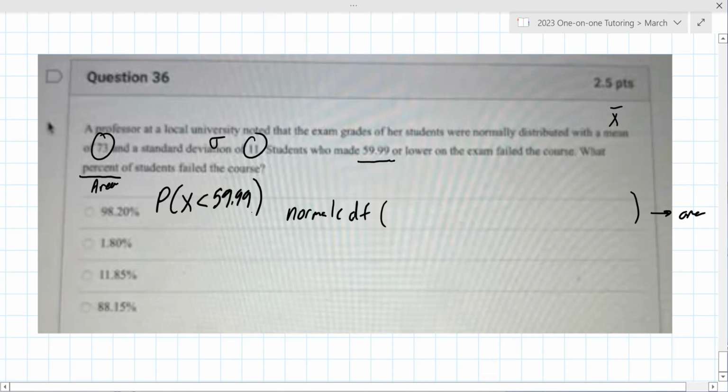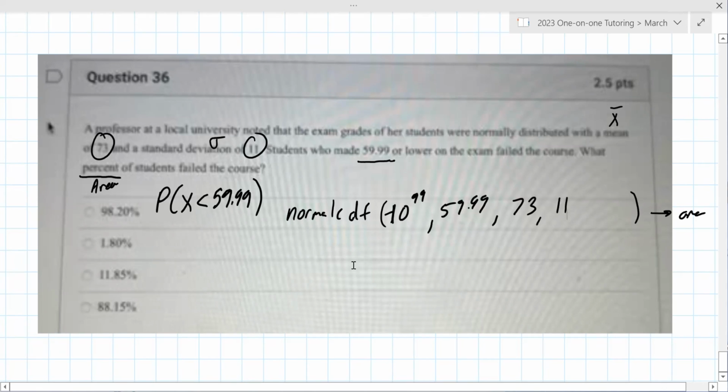So when it ever asks for a percent, it is like asking for an area. Okay. So you use normal CDF for area. Normal CDF always returns area. So the lower this time is not given. We're trying to find the probability that X is less than 59.99. So whenever you see a less than, that means that the lower is not given. Minus 10 to the 99, 59.99, 73, comma 11, like that.